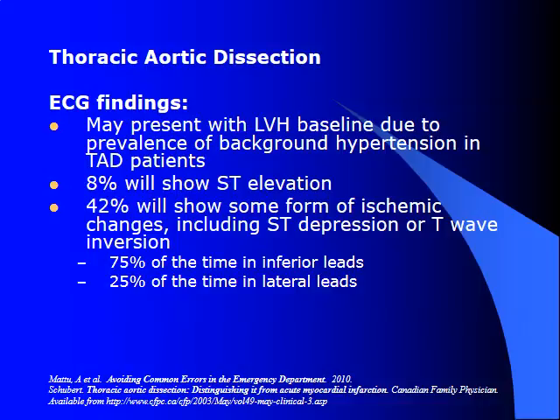42% of these patients are going to show some form of ischemic changes because they do have ischemia, but it's not due to a thrombosis. It's not from a blood clot. It's from the massive blood loss from your aortic dissection. 75% of the times, these ischemic changes will be located in the inferior leads, and the rest will be in the lateral leads.